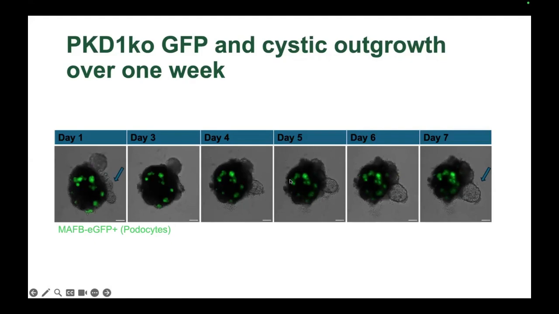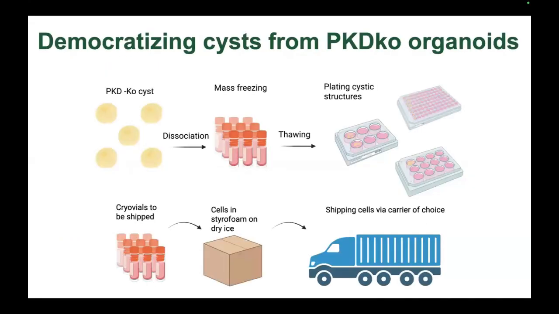Currently, we are working on freezing the wild type organoids to determine how well they freeze and if they do form cysts. We also want to democratize the cysts from these organoids, since generating an organoid is very long in cost and reagent consuming. So skipping that process and actually being able to thaw out cysts and grow cysts from your own lab without going through that whole process.